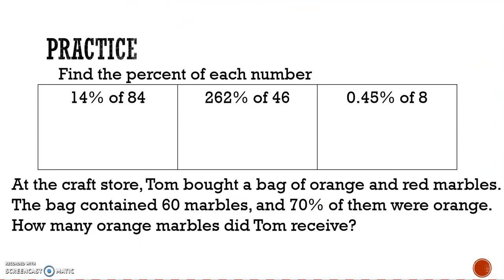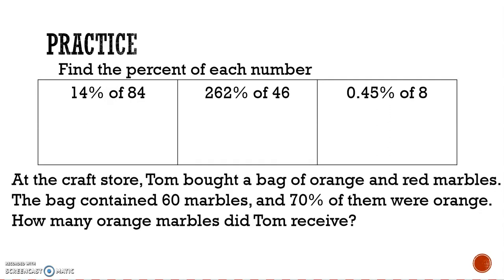Alright, so we have 4 examples for you. Go ahead and pause the video and try the 3 on the top and the word problem on your own. Alright, so I'm going to move this decimal. This gives me 0.14 times 84. If I multiply those together, that's 11.76.